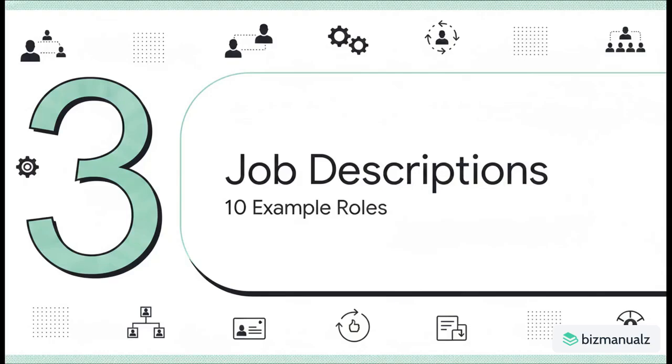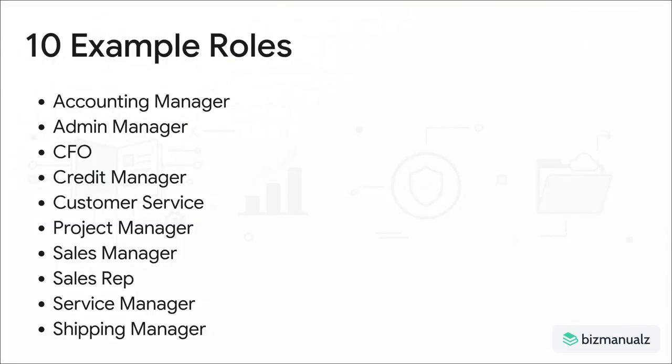All right, let's look at the 10 example job descriptions. Look, procedures and forms are fantastic, but you obviously need people to execute them. The manual steps up here by providing 10 example job descriptions to ensure your team is on the exact same page. We're talking instant role clarity, from the CFO and accounting manager all the way down to the customer service rep, plus across departments to the shipping manager and sales rep. Everyone knows their exact responsibilities within the revenue cycle.